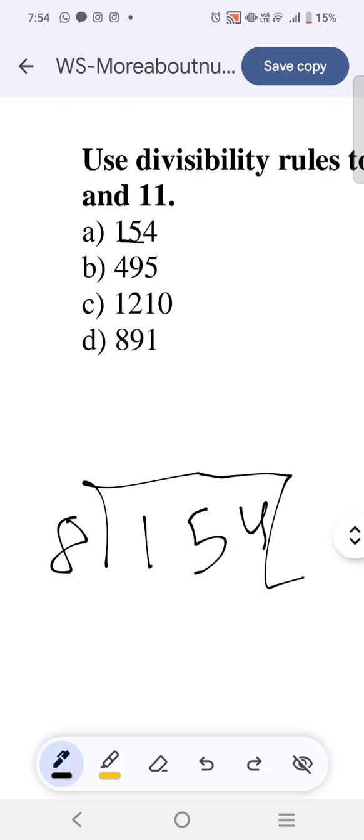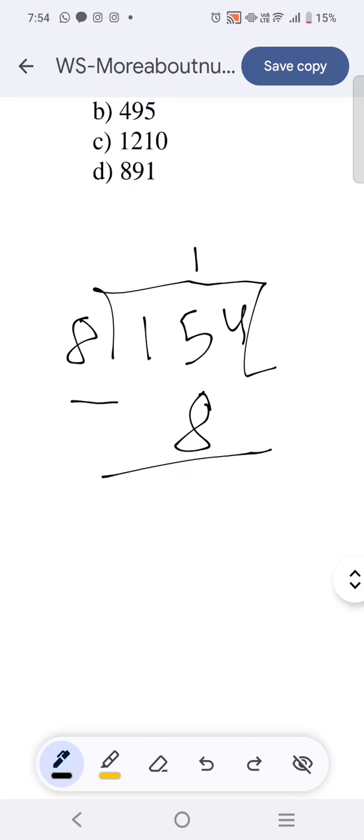Okay, now 8 cannot be divided by 1, so we'll do it by 15, the first 2 numbers. Okay, now 8 2s are 16, so we'll have to do 8 1s are 8 because we cannot. Okay, now 8 1s are 8. 15 minus 8 is 7. Okay, now we'll take 4 down.